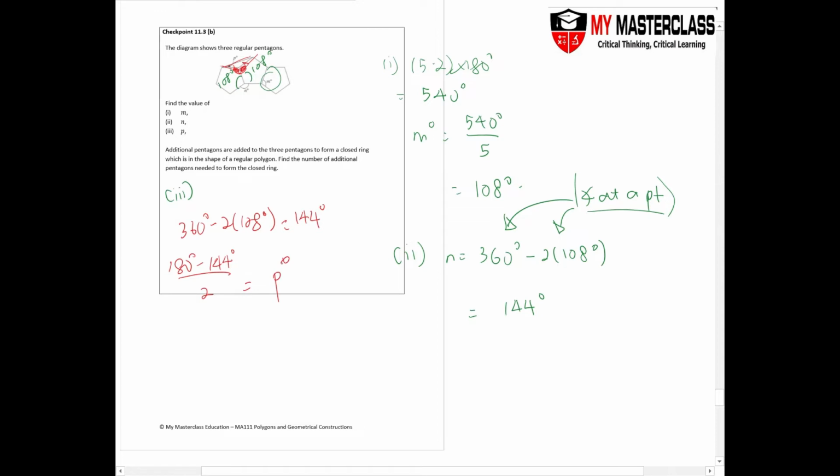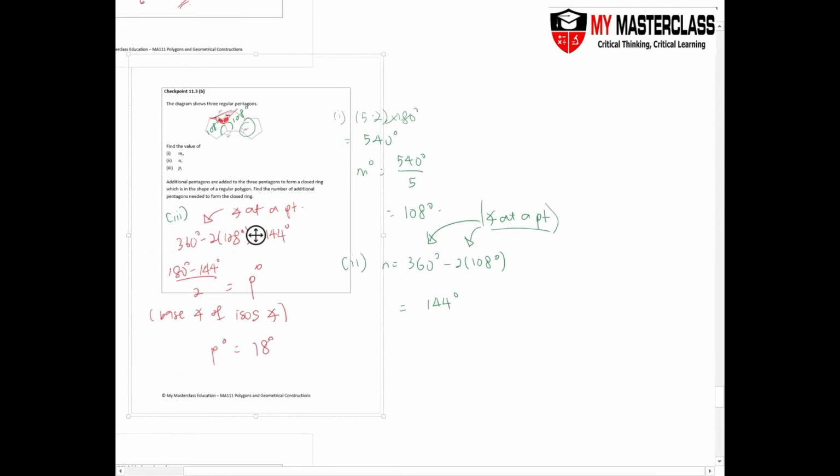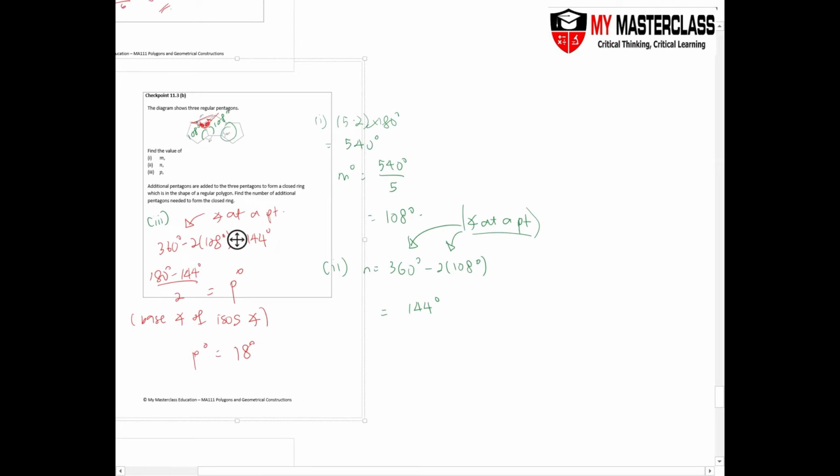So why do I get that? Again, because of base angles of isosceles triangle. Whereas this one is angles at a point. Please remember your reasonings. That's exceptionally crucial. So therefore, P would be 18 degrees. So copy that down. Once you're done, let's move on. You can pause the video. Let's move on to the next part of the question.